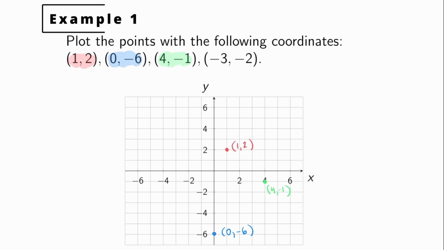Okay, and for our final one, (-3, -2), the x-coordinate is -3. So we go along the x-axis to -3, and the y-coordinate is -2, so we go down 2 units, and we end up here. So this is the point (-3, -2). And that is plotting points.